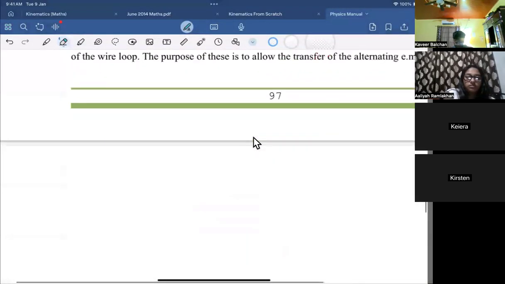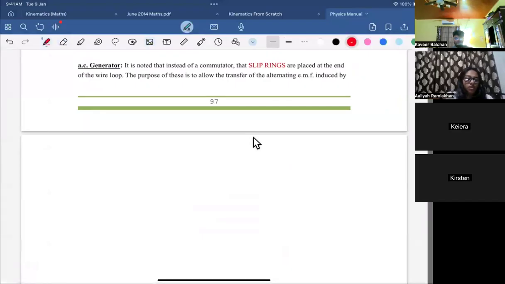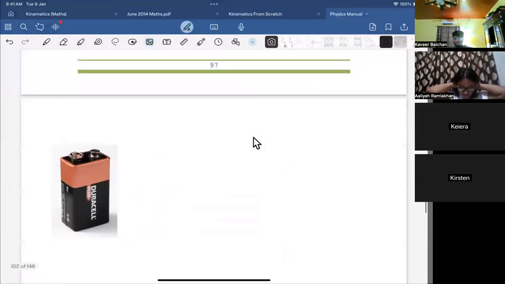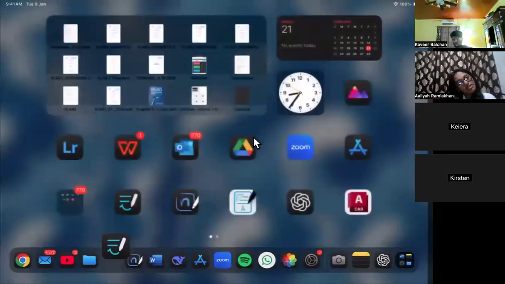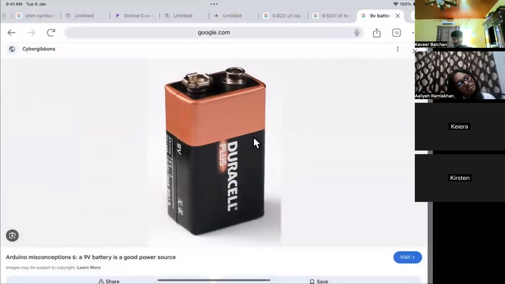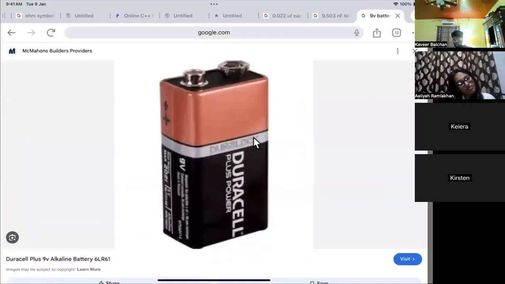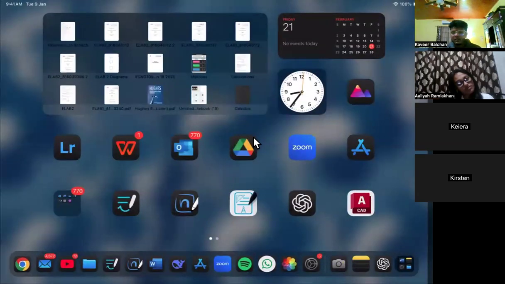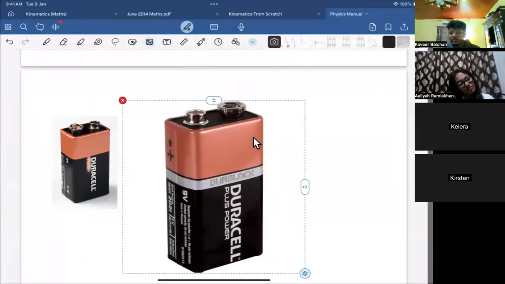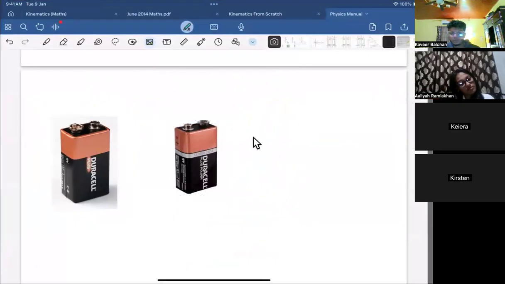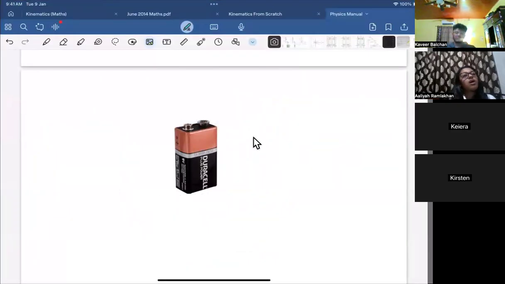Right. So I have a battery. Aliyah, you know that's a battery, right? Yeah, that's a Duracell battery. This is a Duracell battery. You had to know this one. I know that one. So we have a Duracell battery here.